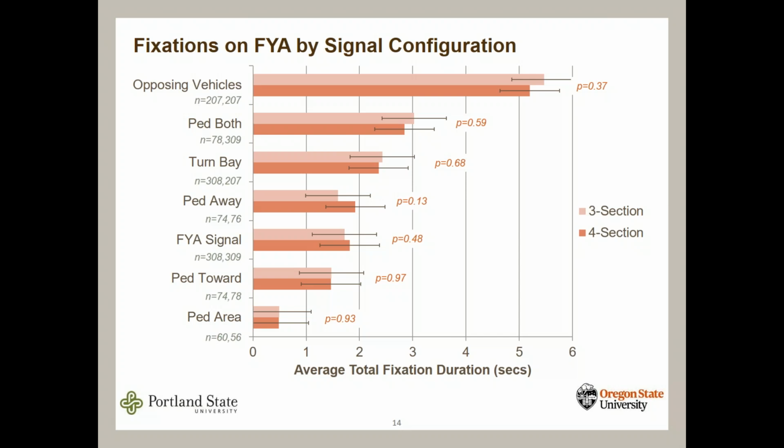The key takeaway from all of that information is that there was no differentiation in the visual search task between drivers responding to a 3-section versus a 4-section signal head. They didn't spend more or less time looking at any one of those areas of interest.